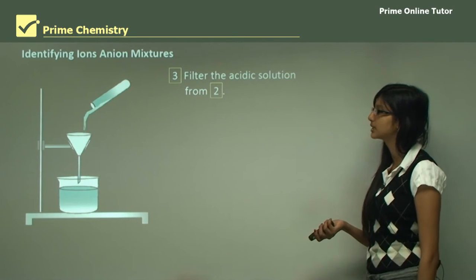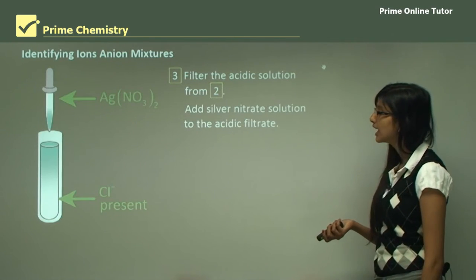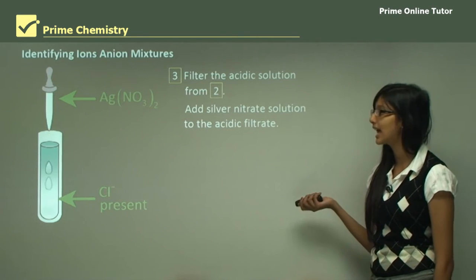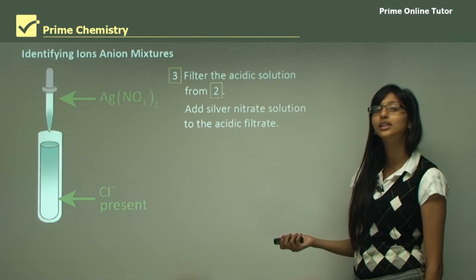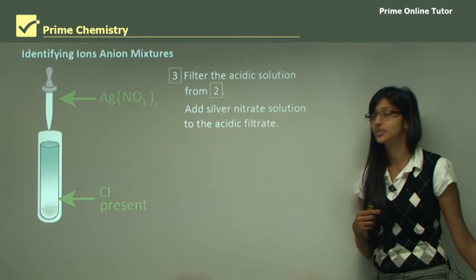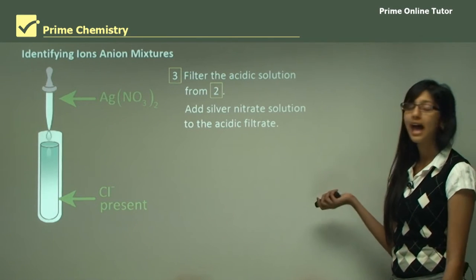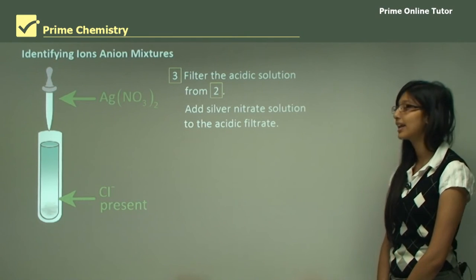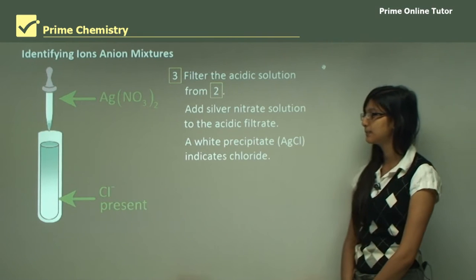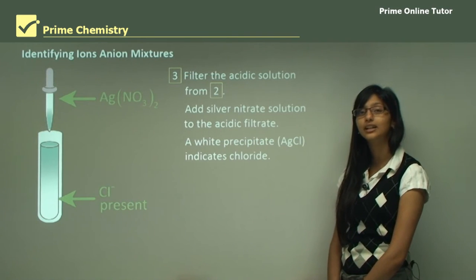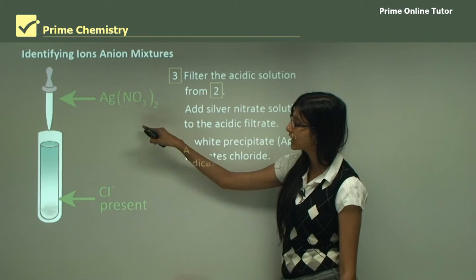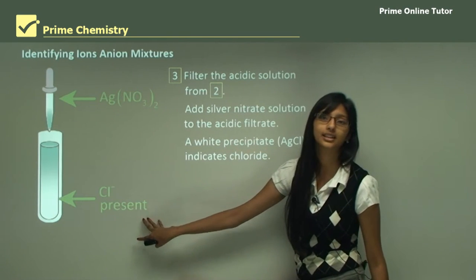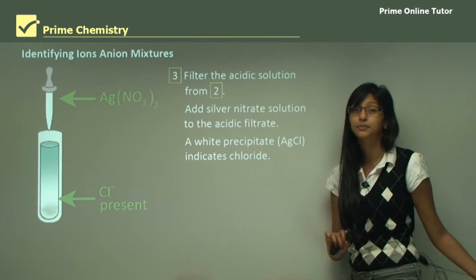So after you filter the solution, you need to add silver nitrate to the acidic filtrate. And why is it acidic? Because if you remember, you already added nitric acid to your solution. Therefore, you will have acidic filtrate, and then you add silver nitrate to it. And what happens then? If you get a white precipitate, it indicates that chloride is present. So again, when you add silver nitrate to your solution, a white precipitate should form. That should indicate that you have chloride anion present in your sample.